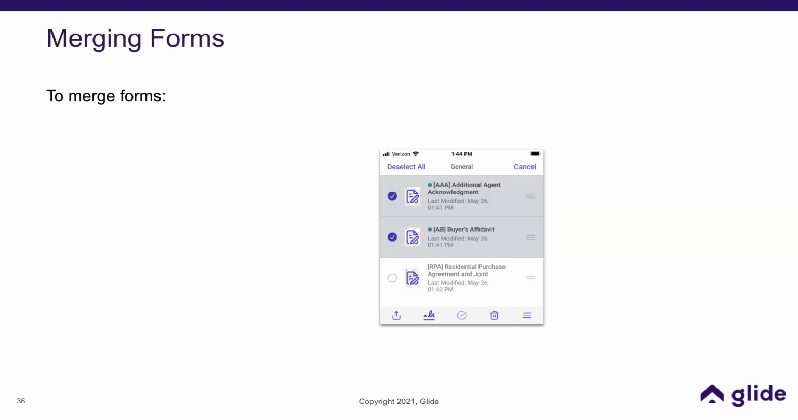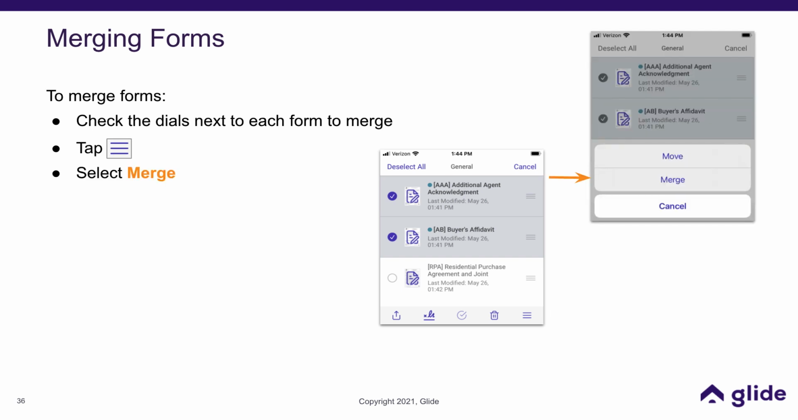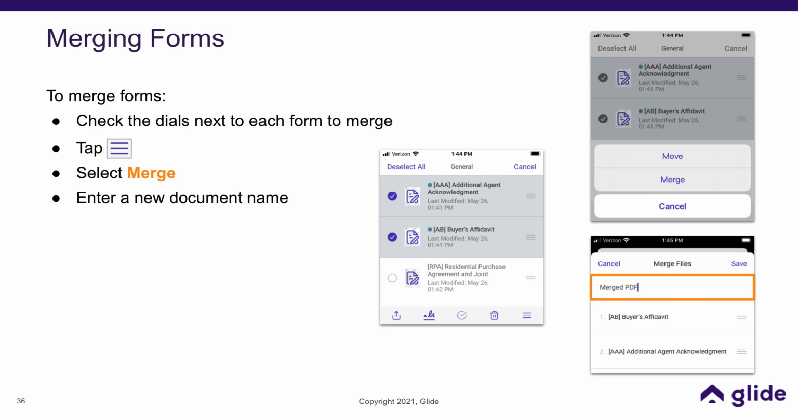Another useful tool in the Glide mobile application is the option to merge forms together. To merge forms, first check the dials next to each form you want to merge together. Then tap the menu on the bottom right and then select Merge. Enter a new document name, then tap Save. The new merged document will be added to the document section.